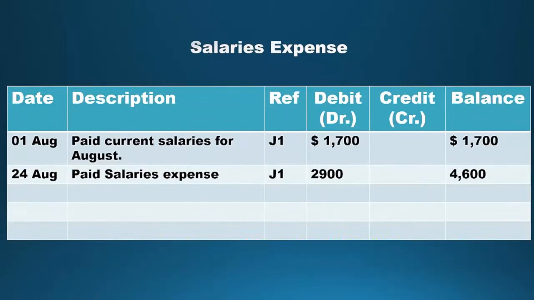Posting to the ledgers, salaries expense ledger. 1. Date, write the date, August 24. 2. Narrative, add the narrative, paid salaries for the current payroll period. 3. Reference, include the journal reference J1. 4. Amount, enter $2,900 in the debit column. We debit salaries expense because this cost is increasing and increases to expenses are recorded on the debit side.